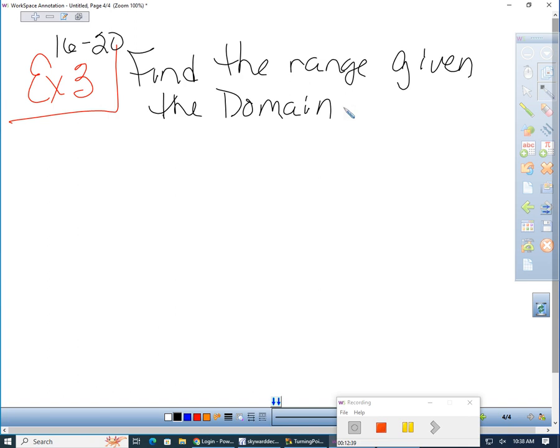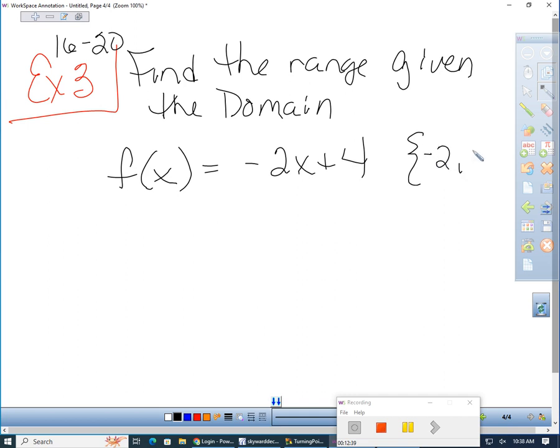Okay. So you're going to get something that looks like this. f of x, might be g of x, might be h of x. It's all function notation, right? Equals, let's say, negative 2x plus 4. And then after it, in a little bracket, they're going to give you like 3 or 4 numbers. Let's say negative 2, 0, and 2. We have to plug each one of those in and find the range.